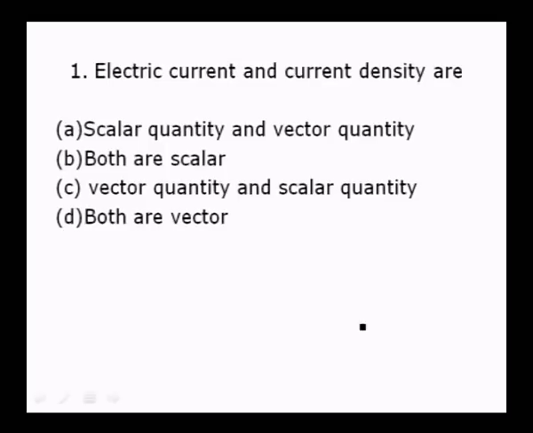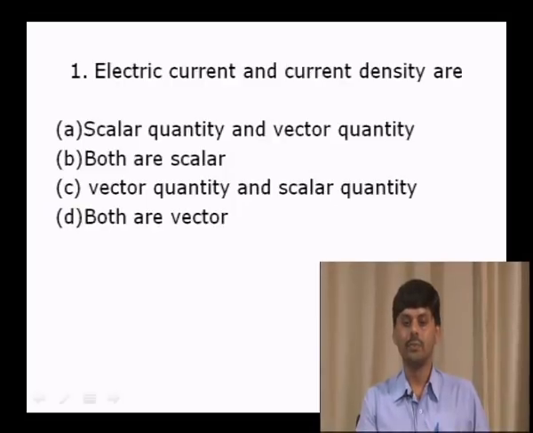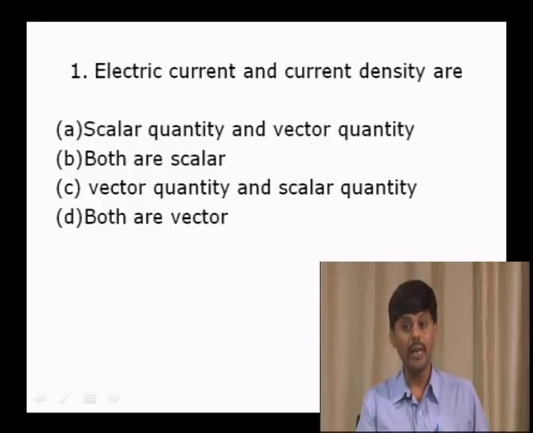Electric current and current density are: option A, scalar quantity and vector quantity; B, both are scalar; C, vector quantity and scalar quantity; D, both are vector. In the synopsis only I have discussed this. Current is a scalar quantity, even though it has both magnitude and direction, it belongs to scalar quantity.